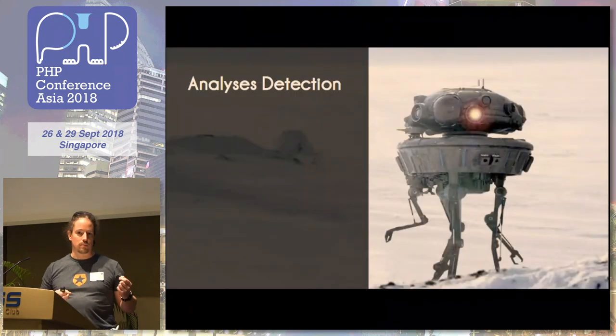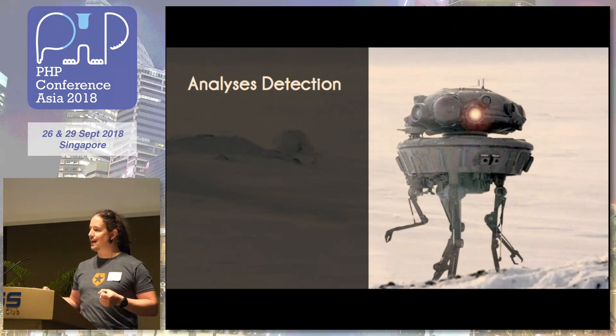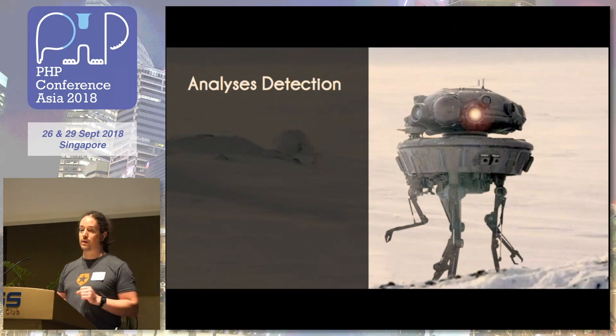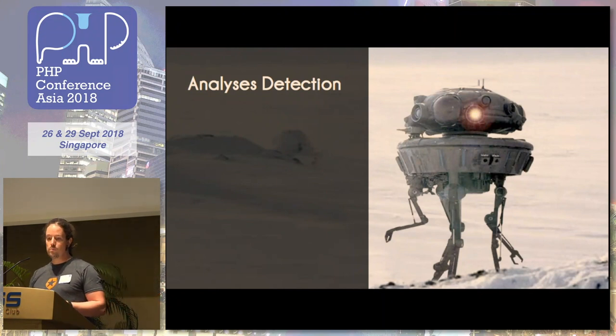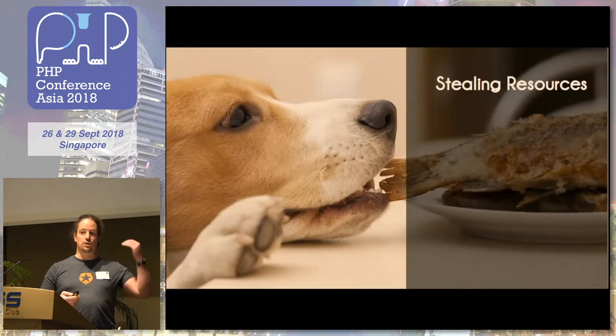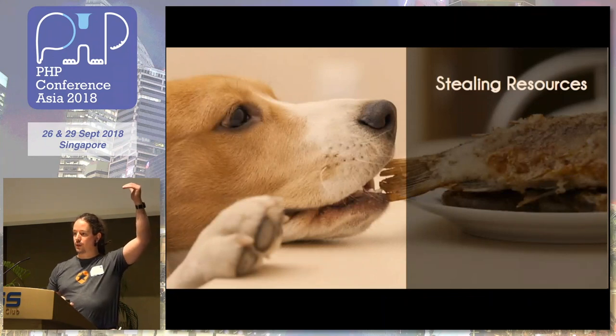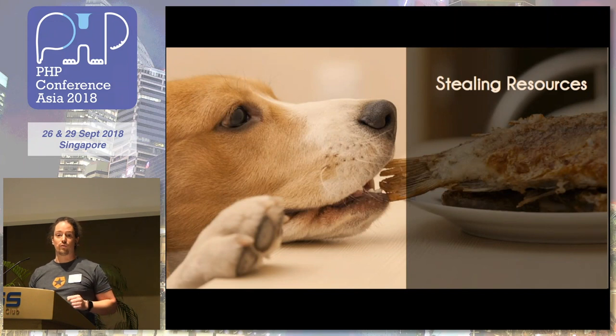They will look for analysis detections. Instead of writing to files, maybe lots of files being opened, read and analyzed. Maybe they're trying to exfiltrate information out of your systems. Are they stealing resources? Has your CPU usage just skyrocketed because this thing's running in the background? Or have you run out of memory because this massive, probably badly written script is running out of control?